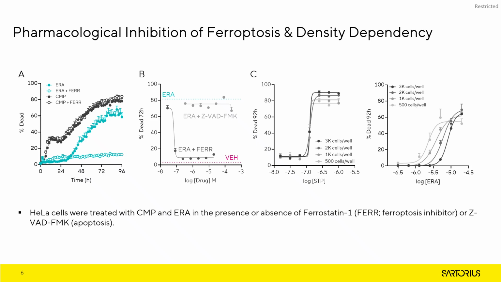So the next two graphs are looking at the density dependency here. HeLa cells at 4 seeded densities were treated with auristatin or the apoptosis inducer staurosporin, and the concentration responses show differences in cell death in the presence of auristatin but not in the presence of staurosporin. And this is in line with ferroptosis being reduced in highly dense cultures with a number of cell-to-cell contacts.